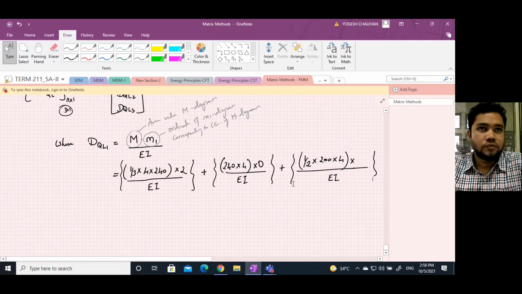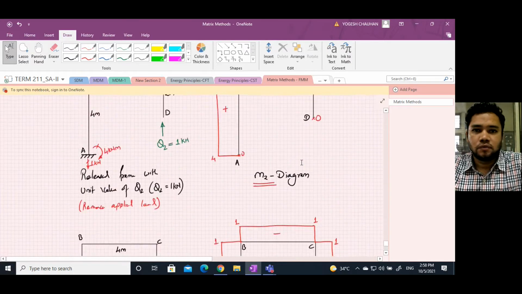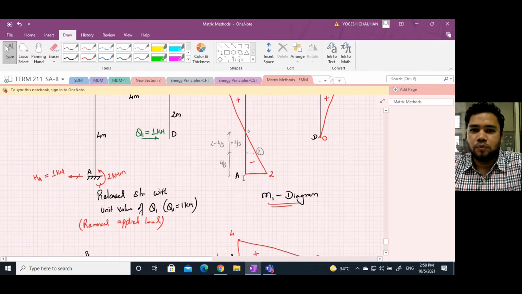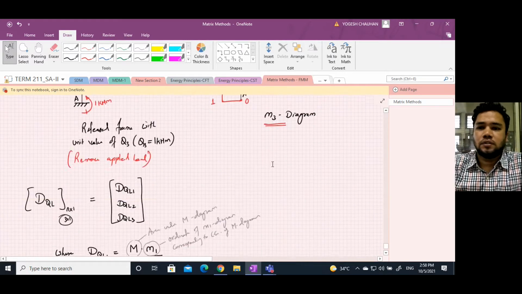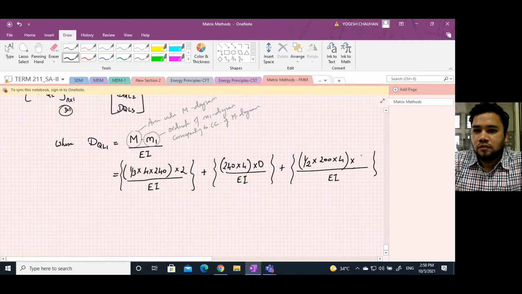How much is this? See, in 2 meter it is 2. So in 2 by 3 it will be 2 by 3. So this is 2 by 3.